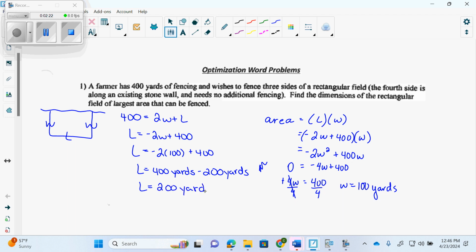Okay. So when we completed the square, our back number was our max area, correct? So now it doesn't directly just give us our max area, but it does give us our dimensions. So how hard is it to find our max area? It's not hard. How do we do it? 200 yards times 100 yards, which equals 20,000 yards squared.